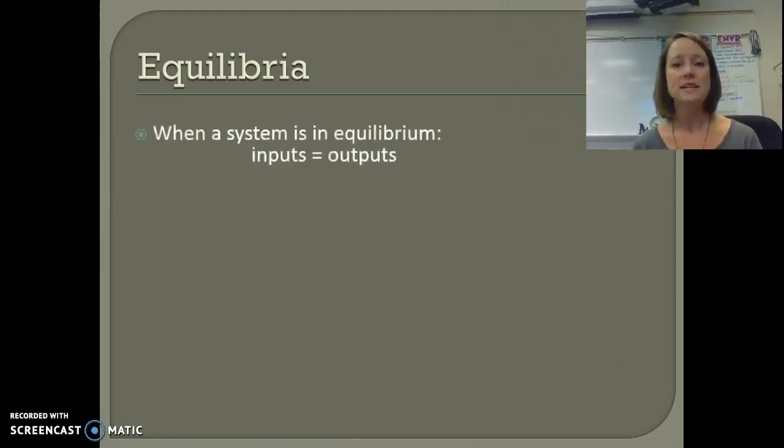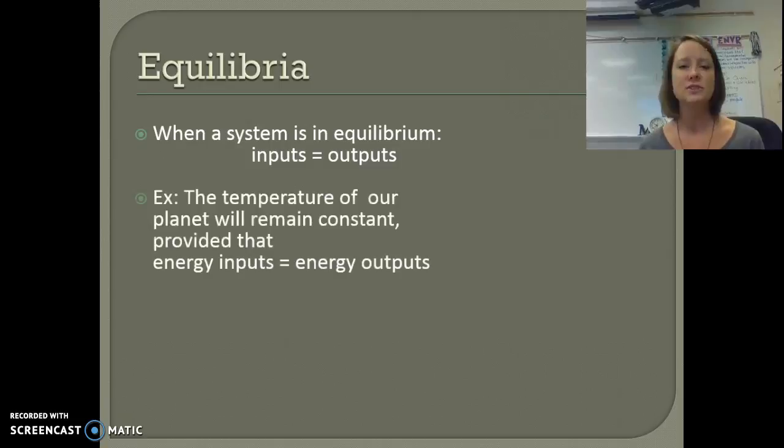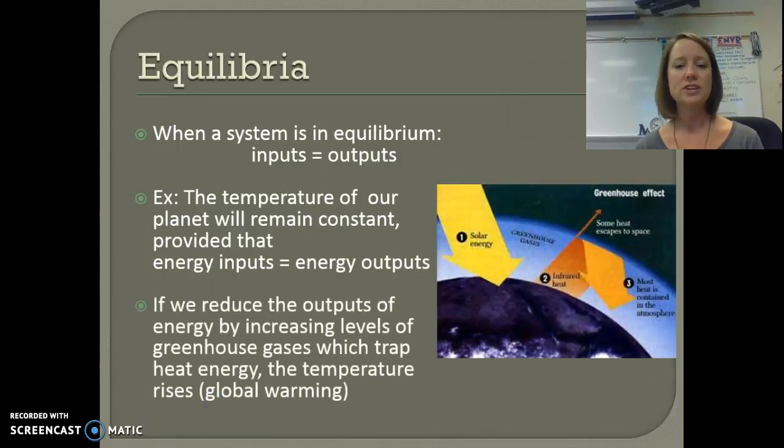So when a system is in equilibrium, its inputs are going to be equal to its outputs. So we can think of an ecosystem as the storage, and the energy that's input and output will remain constant. On a larger scale example, if we think of our planet, the temperature of our planet remains pretty constant as long as our energy input is equal to our energy output. So our energy input is solar energy, and then we re-radiate heat. Now, if we increase our greenhouse gases, then we increase the amount of heat that we're trapping, thus the temperature rises. So we've knocked it out of equilibrium.